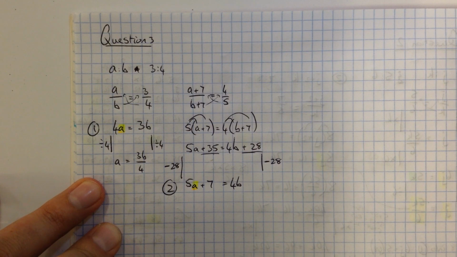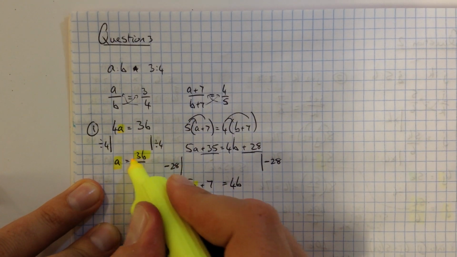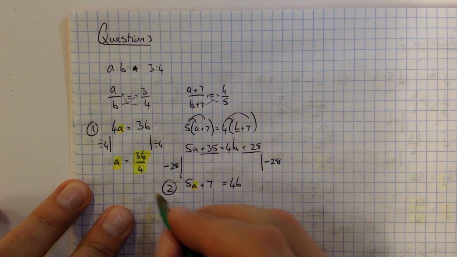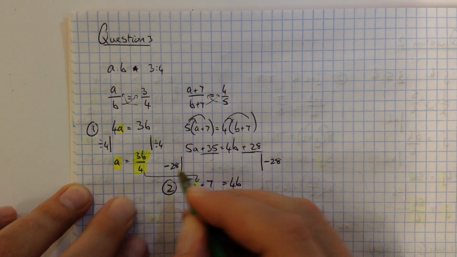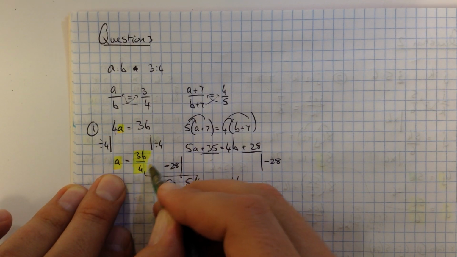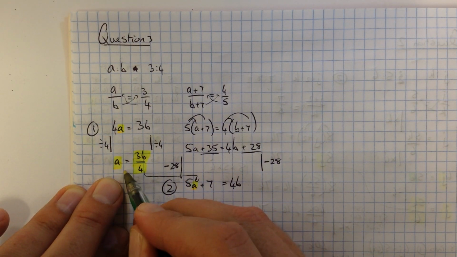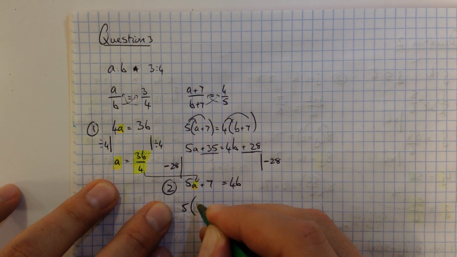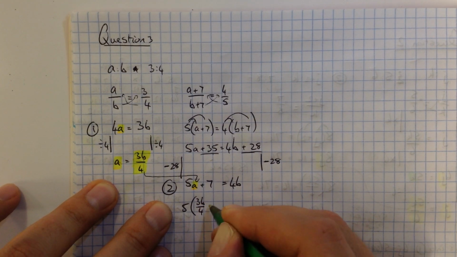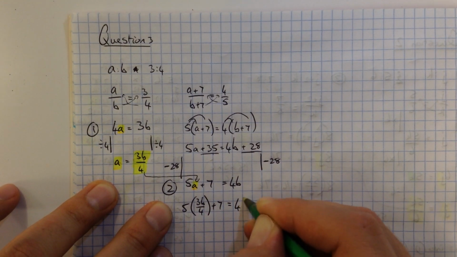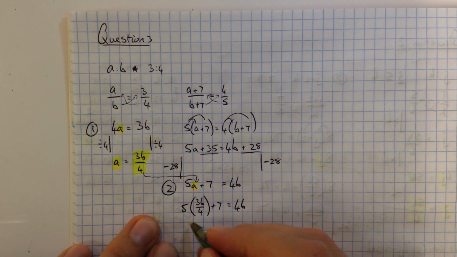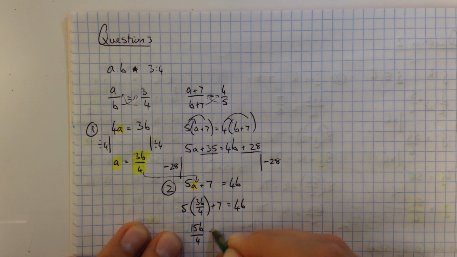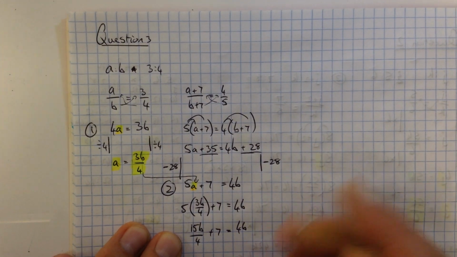So let's substitute this. This is A. Right. Substitute A into A. So A is equal to this fraction. It's the same, so I can swap them at any time. So I can swap this for A. So 5 times 3B over 4 plus 7 equals 4B. Okay. Let's change that to 15B over 4 plus 7 is equal to 4B.